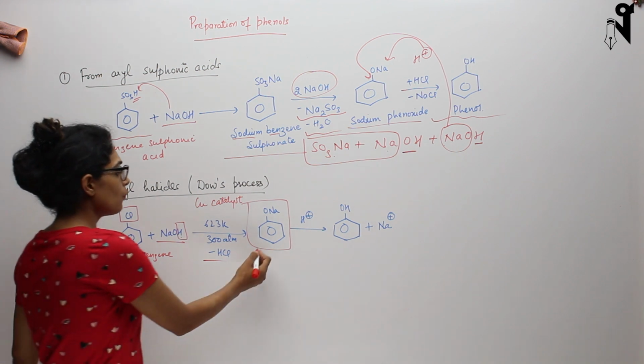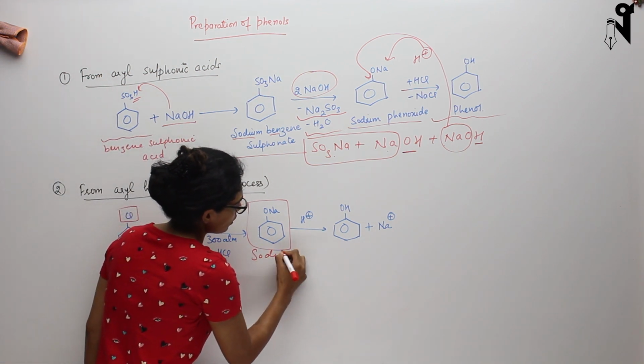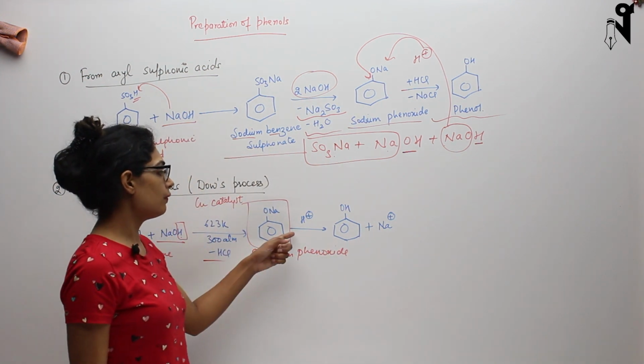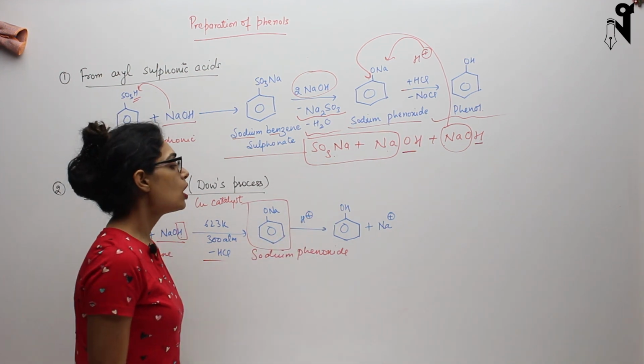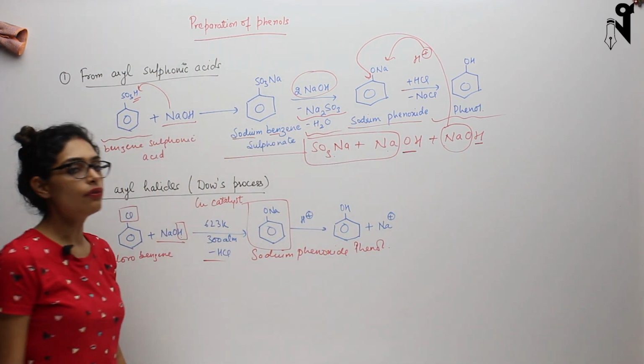Okay, so now this will form sodium phenoxide. This sodium phenoxide, when further treated with acid, can be dilute HCl, can be any other acid, will form phenol and sodium plus will get released. So this is our second method of preparation.